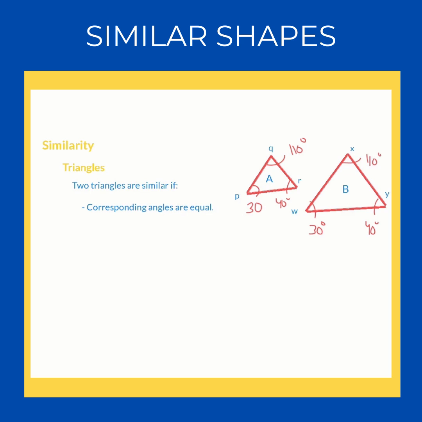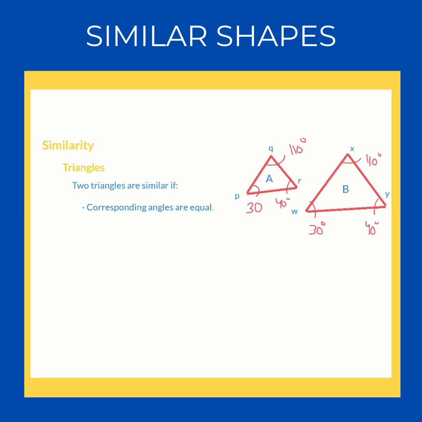Now let's check if corresponding angles are equal. This angle at P, which is 30 degrees, is equal to this angle at W. This angle at Q, which is 110, is equal to the angle X here, which is 110. And finally, the angle at R, which is 40 degrees, is equal to the angle at Y, which is 40. So I can say that corresponding angles are equal. Therefore, these two triangles are similar.